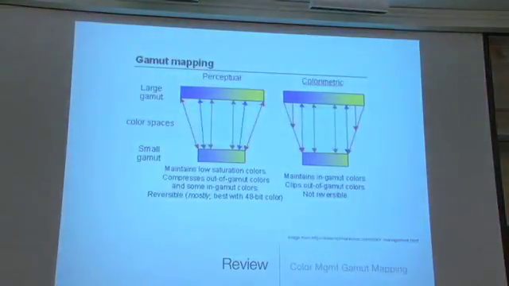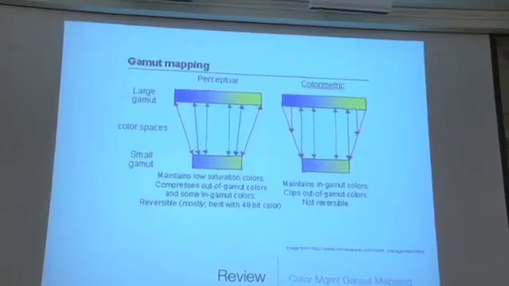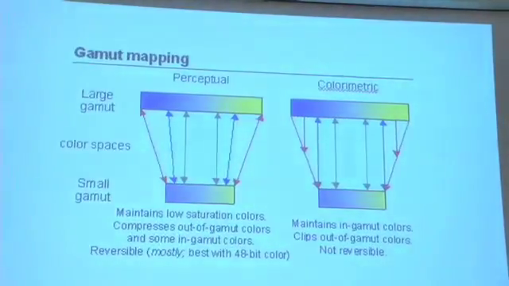And so now that we have multiple color spaces, we need a way of being able to convert between them. Two of the major ways are perceptual gamut mappings and colorimetric gamut mappings. And so for us as photographers, the ones that we would typically use is perceptual.